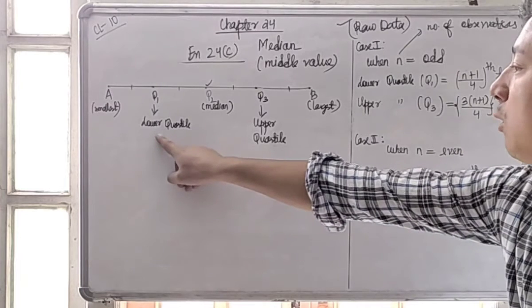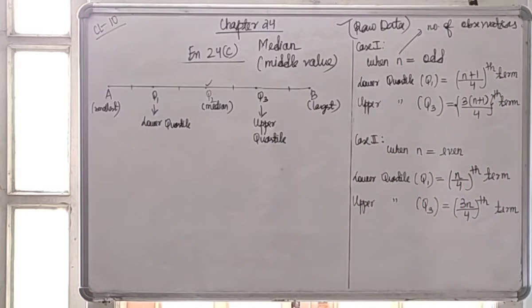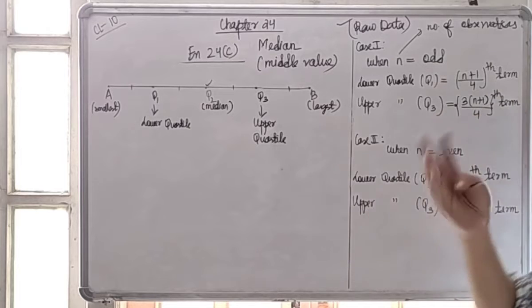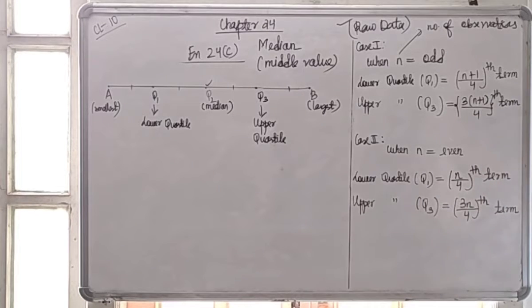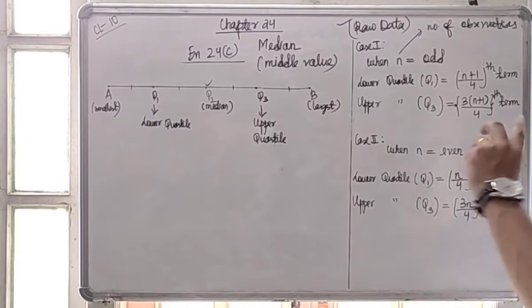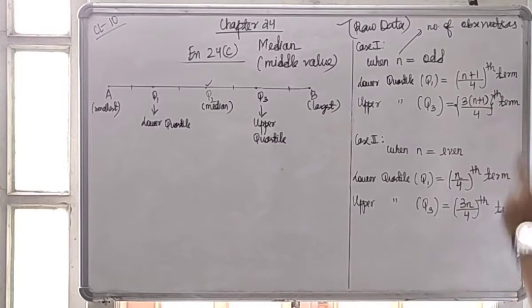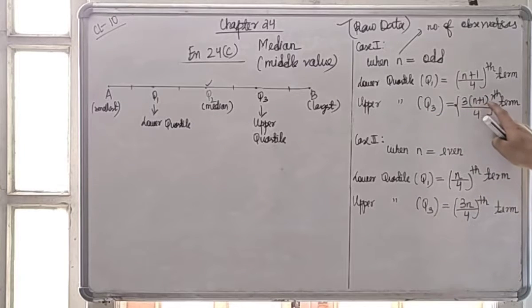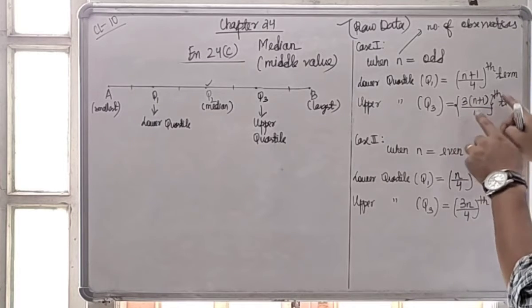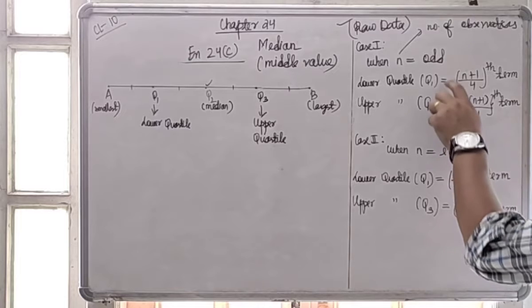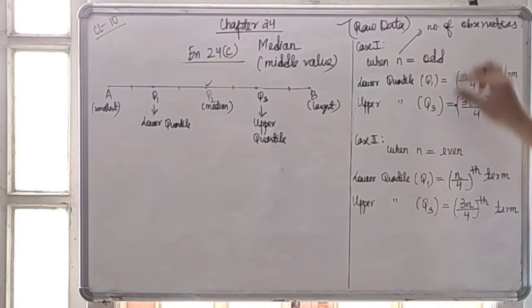The formula to find the lower quartile is given by the (n plus 1) divided by 4th term. Why 4? Now this time it divides into how many parts? 4 equal parts. Like median is divided by 2, quartiles means divided by 4, because the median divides exactly in the middle, and quartiles divide into exactly 4 parts, so divided by 4. Upper quartile Q3 is the 3 times (n plus 1) divided by 4 th term. So Q1 and Q3, these are the formulas when n is odd.